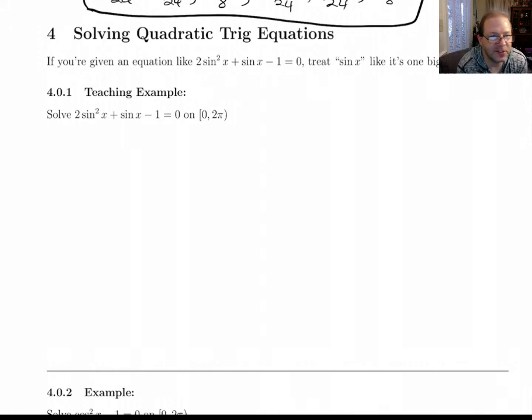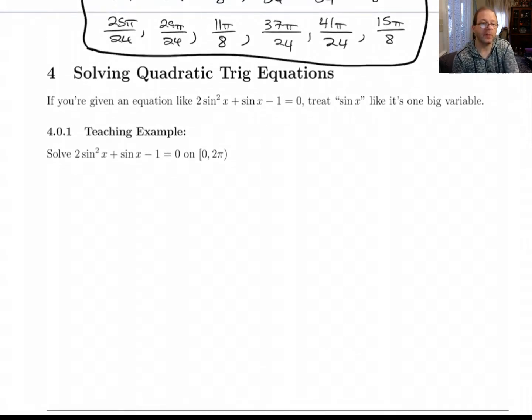Okay, the last topic in this section is solving quadratic trig equations. And we're going to split this over two videos. The main idea here is if you're given an equation like this where you've got sine squared and then sine, what you can do is treat that sine like it's one big variable.